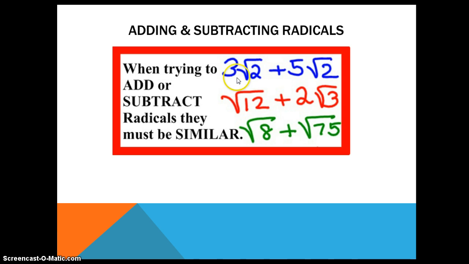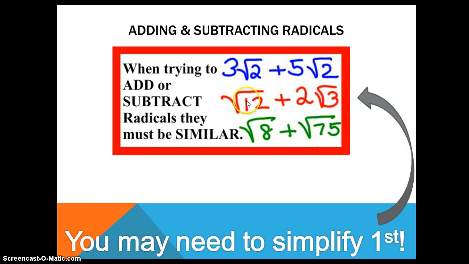So here we have 3 square root of 2 plus 5 square root of 2. These can be combined because they have the same radical, square root of 2. Now, sometimes you may need to simplify first. 12 square root of 12 plus 2 square root of 3 actually have the same radical. Both of them will simplify into the square root of 3. Square root of 12 is 2 square root of 3. So these are actually the exact same radicals. So sometimes you may have to simplify before you can add or subtract.